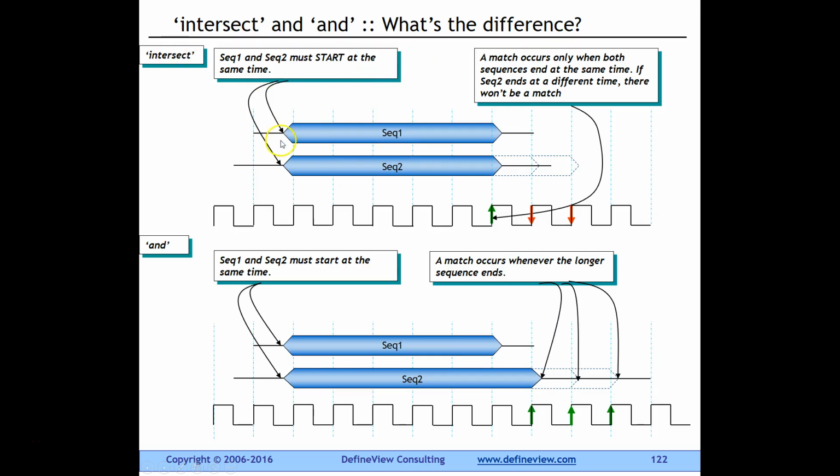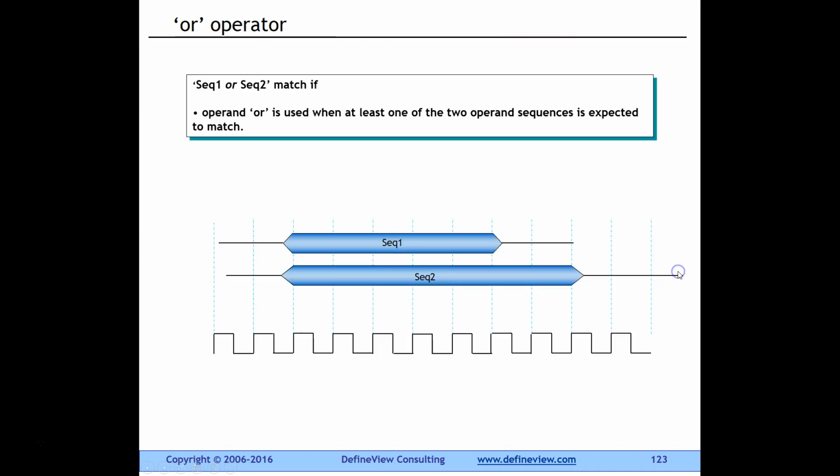So here, basically, I'm showing the difference. For intersect, they start at the same time, and they must end at the same time. If the end time is different, it will fail. While in AND, they start at the same time, but even if the end time of sequence 2, for example, is different, the property will still pass as long as sequence 1 and sequence 2 are true, basically matching their property requirements. So that's basically the difference between the two.